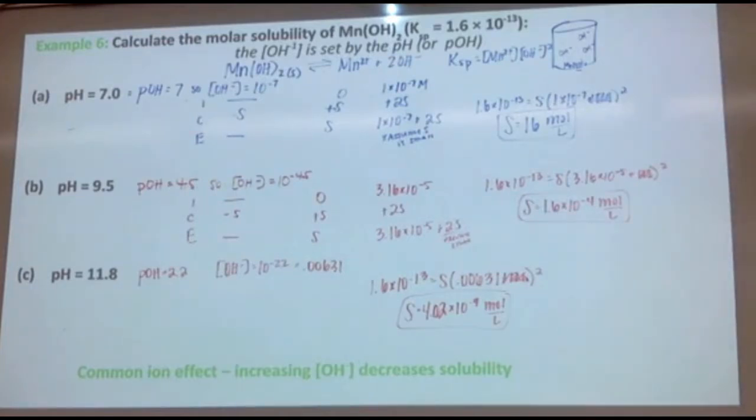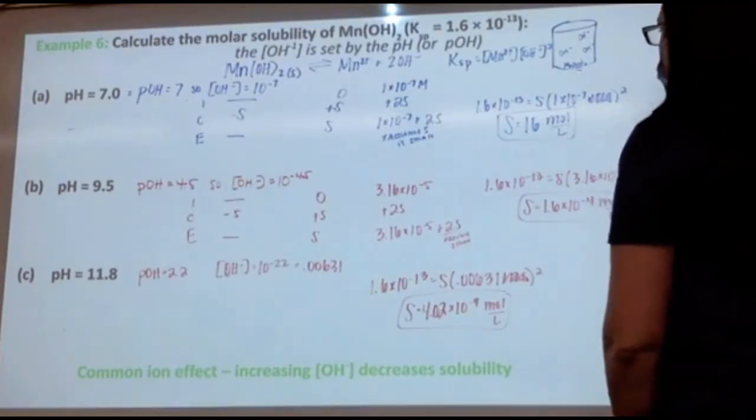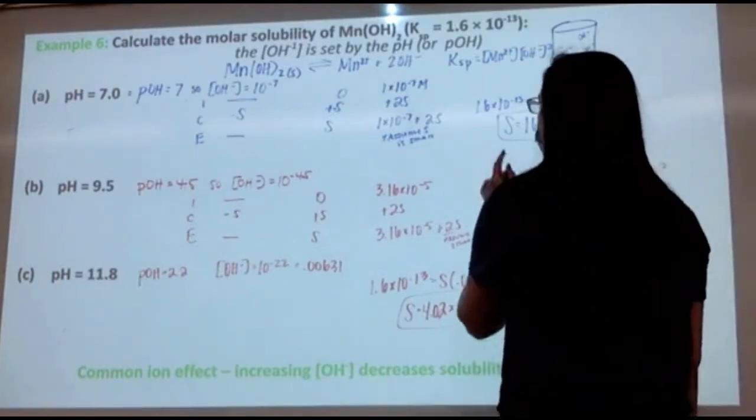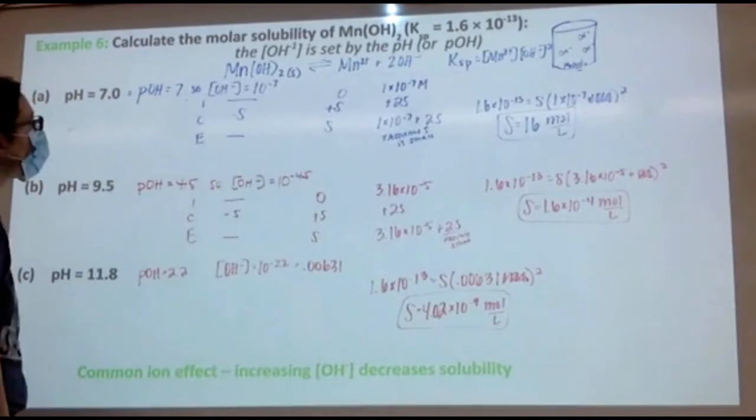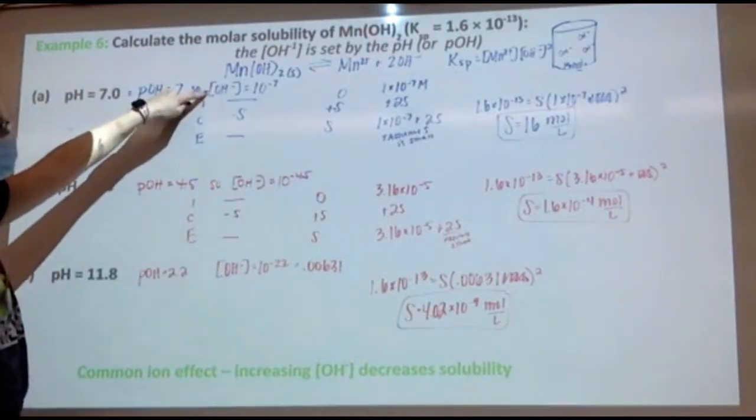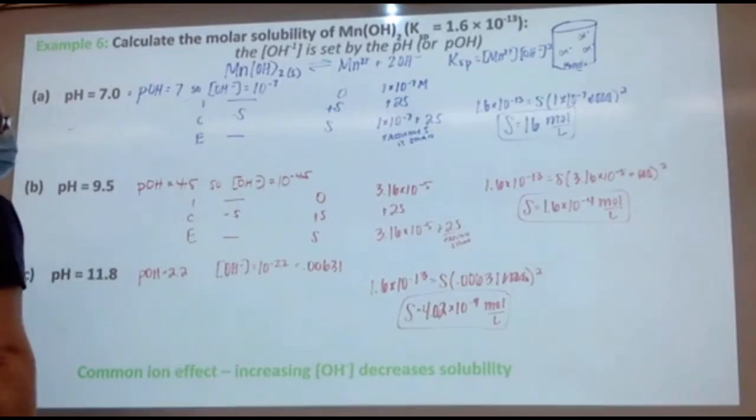Questions on this example? Yeah. Okay, so at the very beginning, we started with the pH, and then we got the OH concentration. Why did we put it... I thought the pH was at equilibrium. So you could do it at either one.